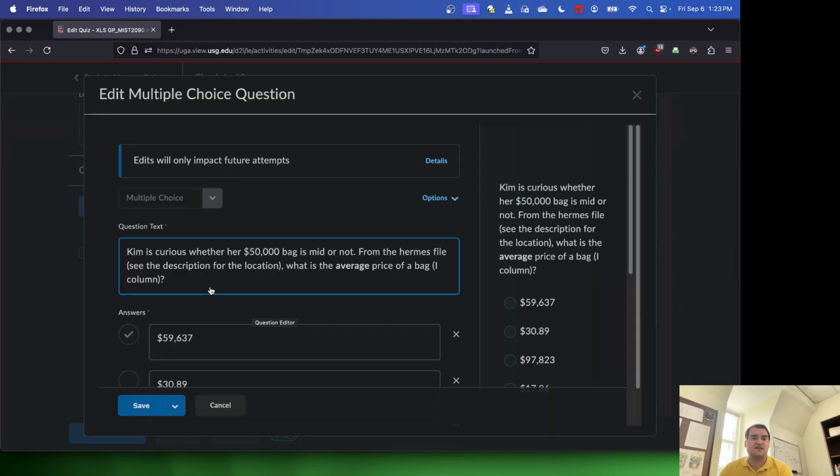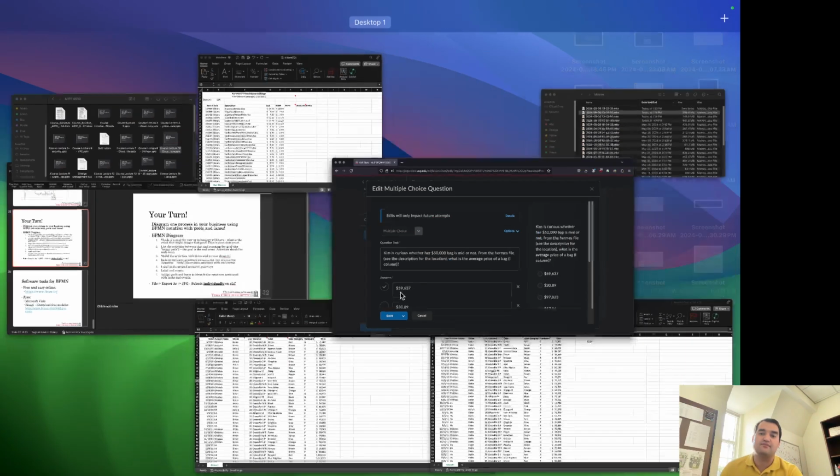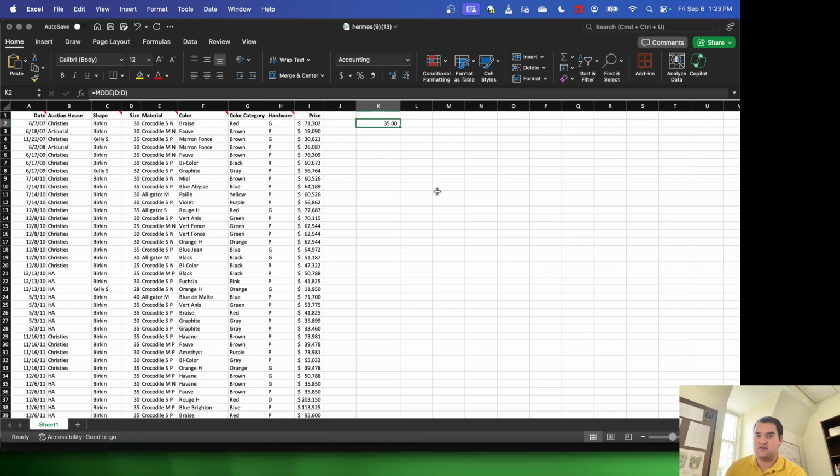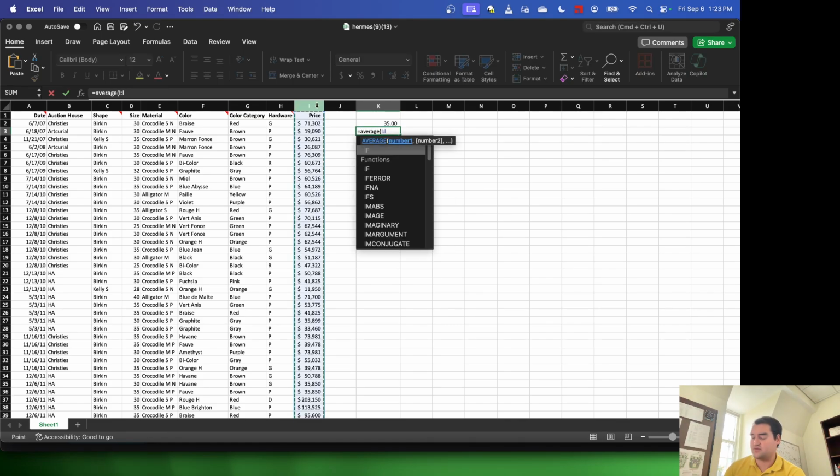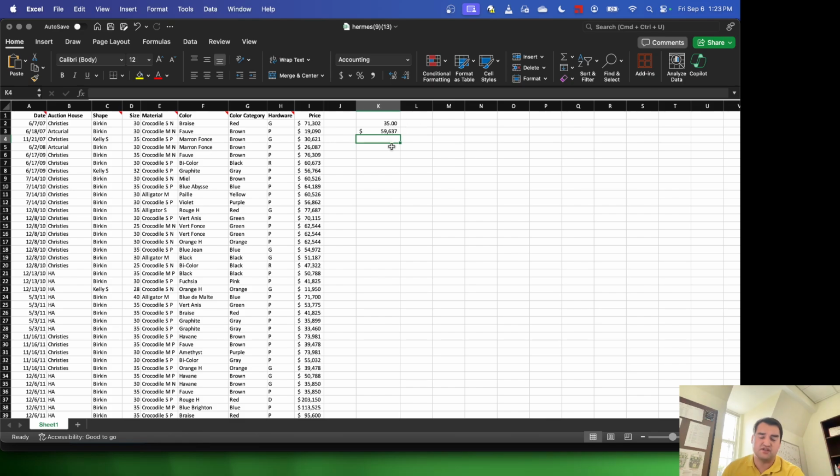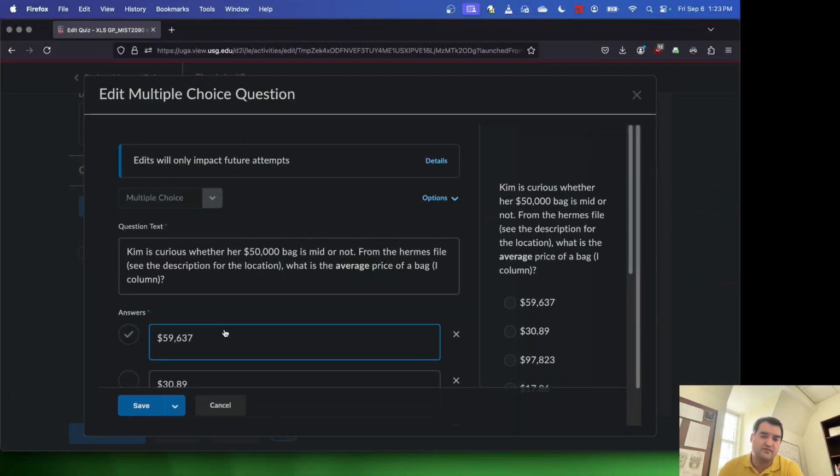The second question says, Kim is curious whether her $50,000 bag is mid or not. From the Hermes file, what is the average price of a bag? So here, just trying to find the average price of bags. I'm going to take the price column, average it, which gives me 59,637, and that's the answer.